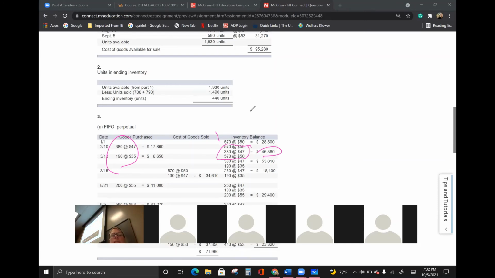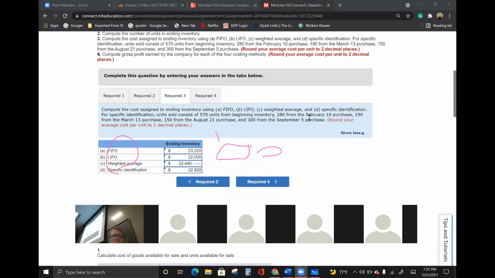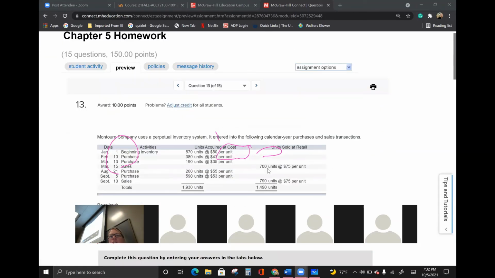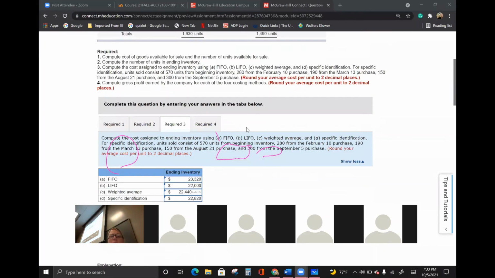All right, so now I sell 700 units. We're doing first in, first out. What has to go first? These first units, right? The oldest stuff. So the 570, those have to go out first. The remaining, whatever number that is, 700 minus the 570, is going to come from this batch here, the $47 batch. All right, so let's go back and look.